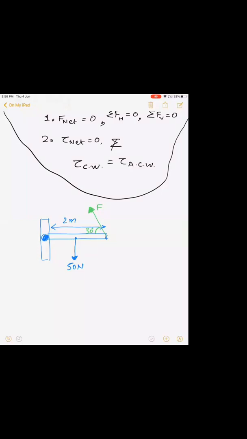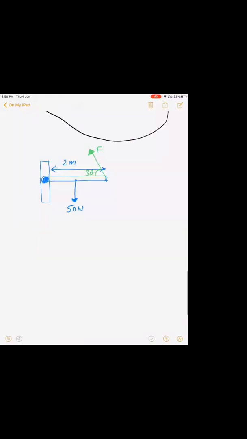The applied force, okay, the weight is 50 Newton. Find the value of F. What is the value of F? 50 Newton. Can you tell me? 50 Newton, that's it. Okay.